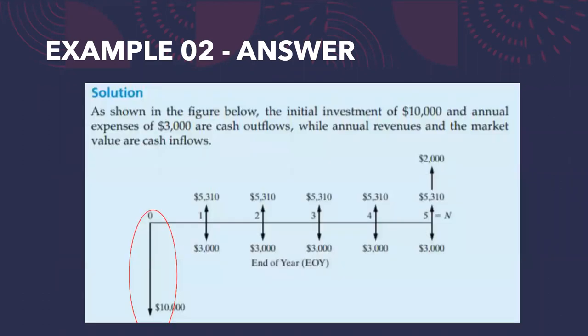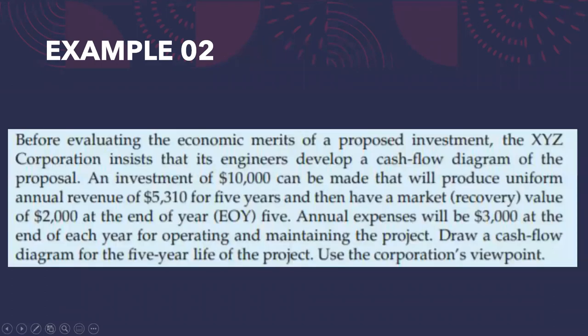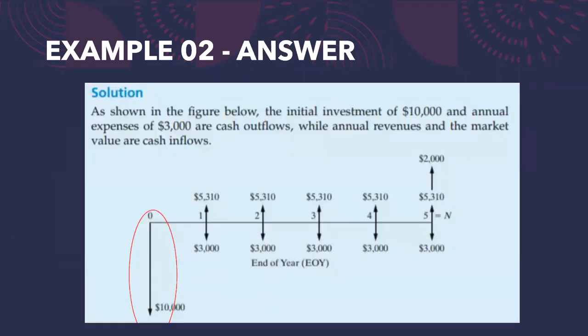So as per the given information, you can simply draw it like this. Initially the cash outflow is 10,000. That is the initial investment. Then we have a cash inflow of 5,310 and a cash outflow of 3000 per each year. So for each year it will be there, and at the end of the fifth year you will still have the cash outflow of 3000 and cash inflow of 5310. Apart from that, you will have a future value of $2000. So this is the simple representation of the cash flow diagram for the given scenario.